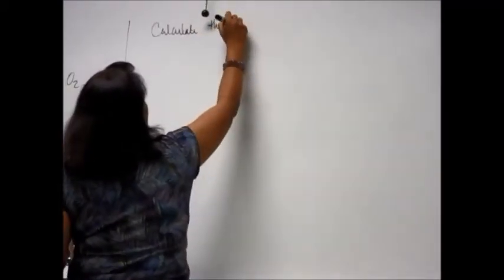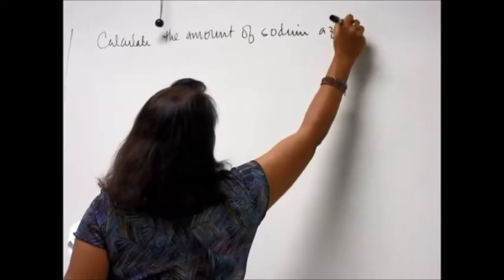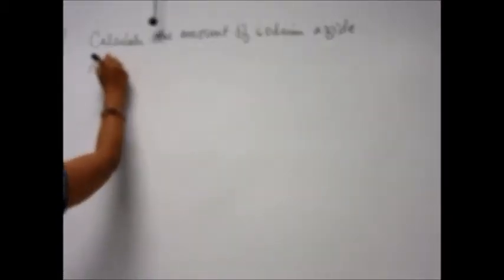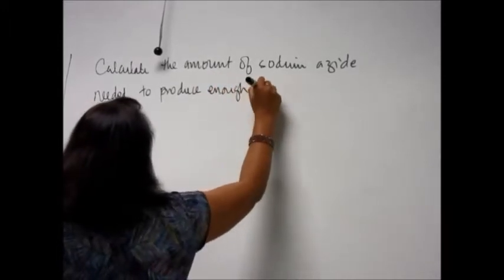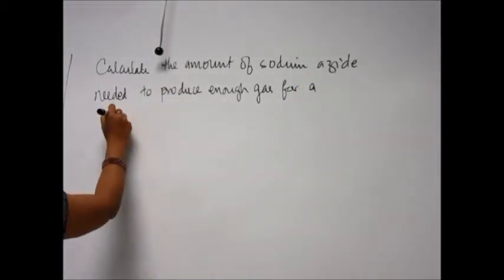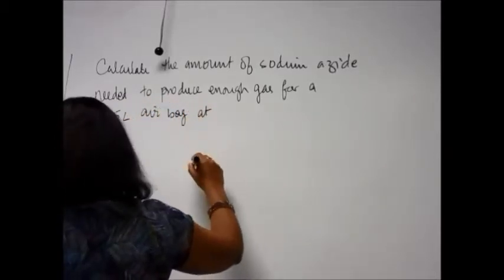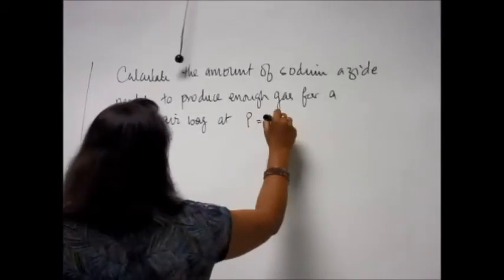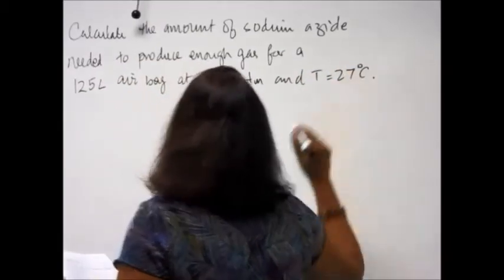Next question. Calculate the amount of sodium azide needed to produce enough gas for a 125 liter airbag at a pressure of 1 atmosphere and a temperature of 25 degrees Celsius.